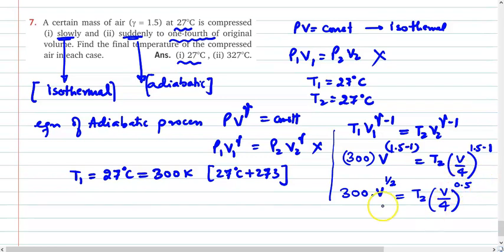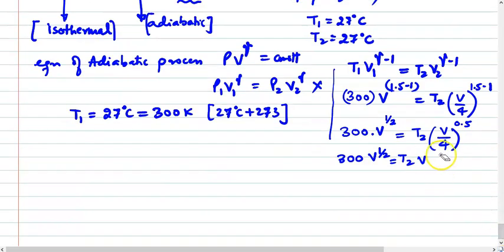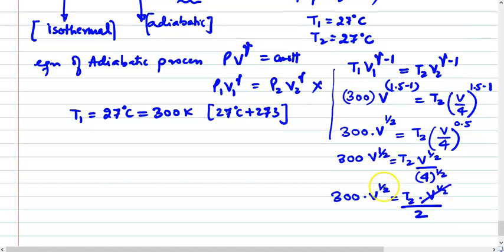So what I need to do? This can be written as 300 V to the power half equals T2 V to the power half upon 4 to the power half. What is 4 to the power half? That is 2. So 300 into V to the power half is equal to T2 into V to the power half upon 2. This V half cancels out. Therefore you get T2 as 600 Kelvin.